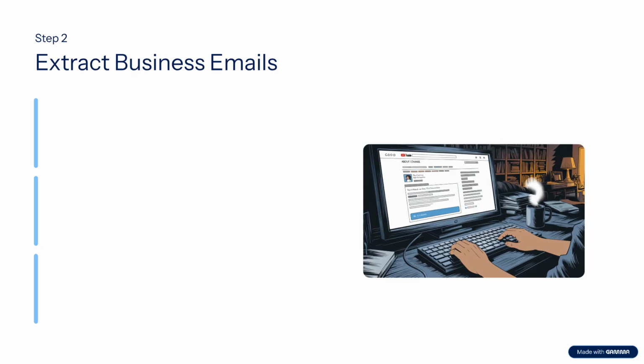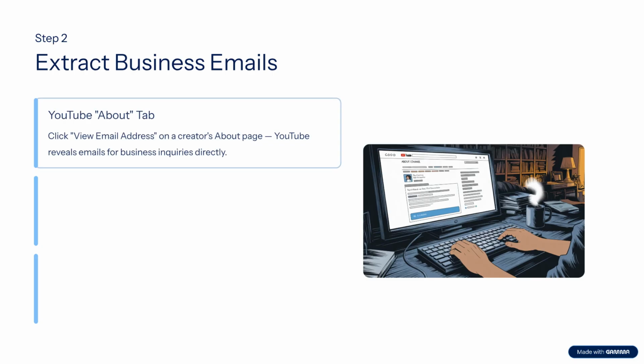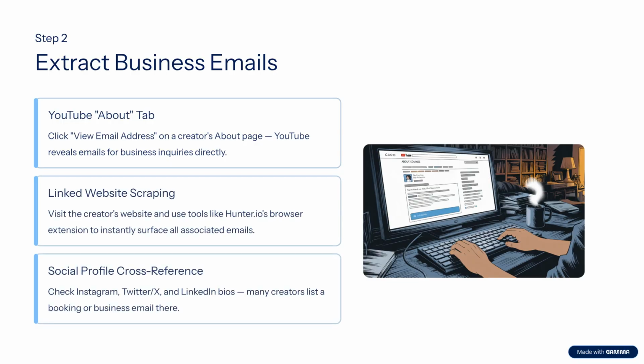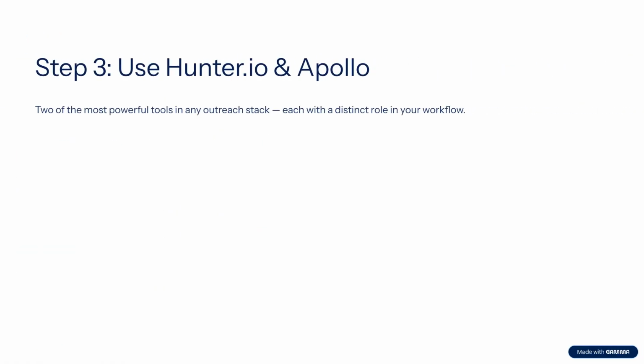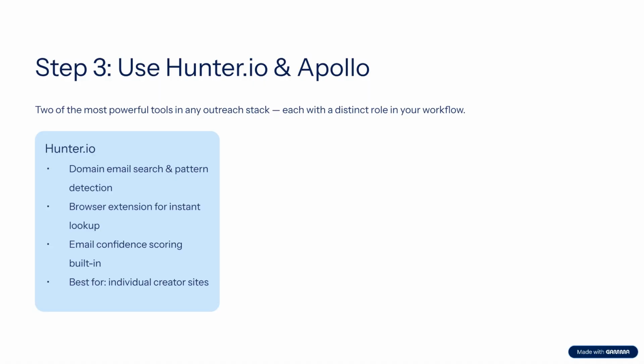Step 2 is extracting business emails. Use the YouTube About tab, employ linked website scraping tools like Hunter.io's browser extension, and cross-reference social profiles for booking or business emails.